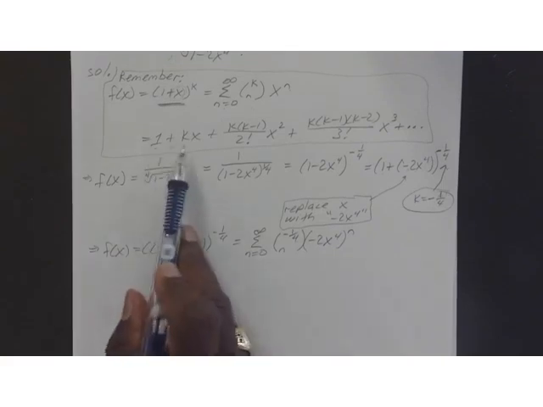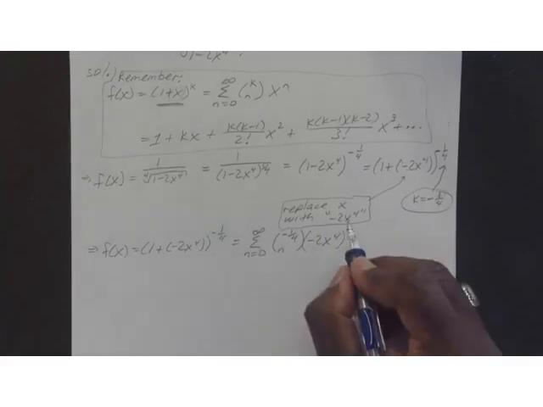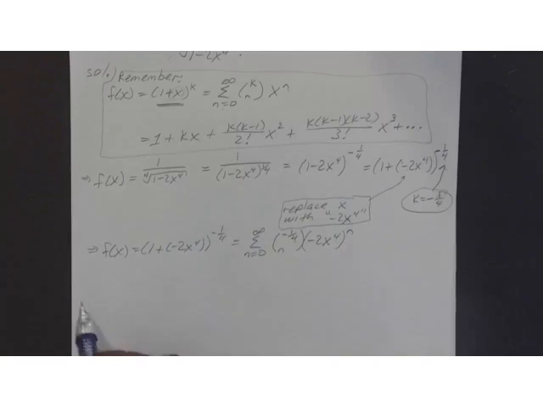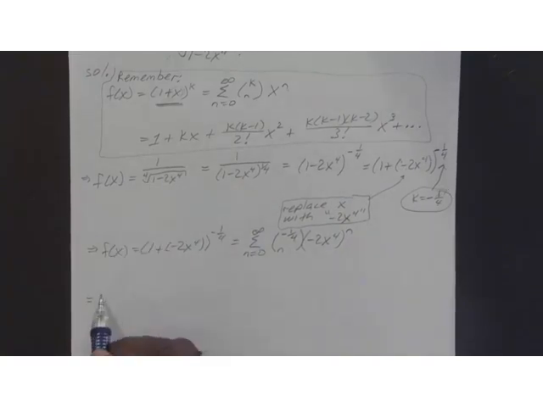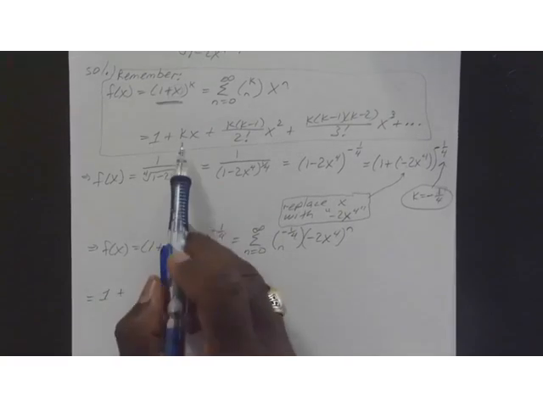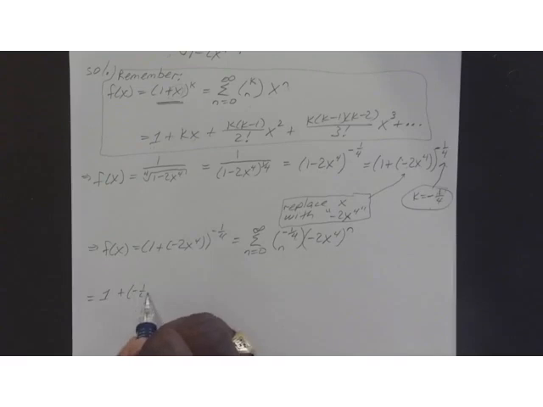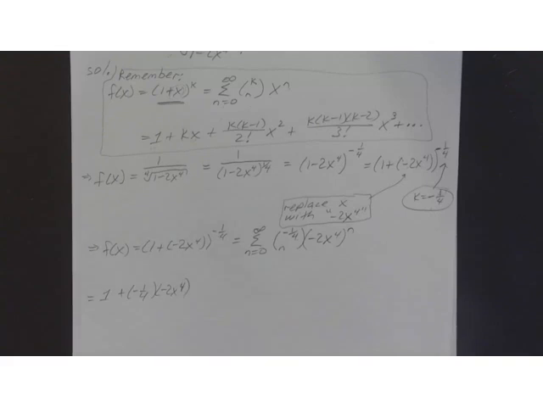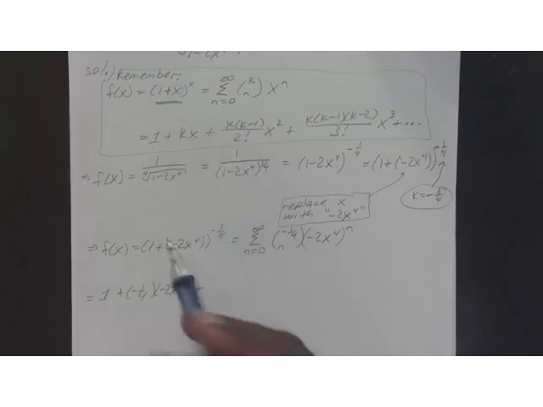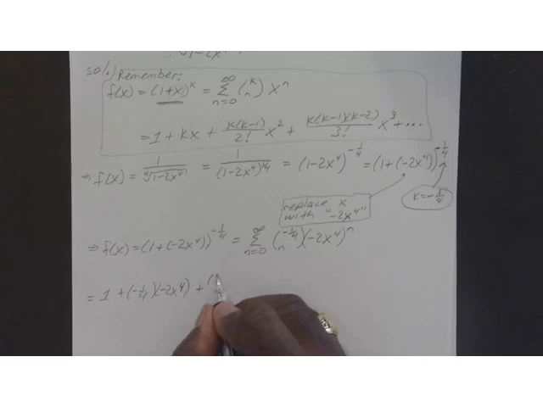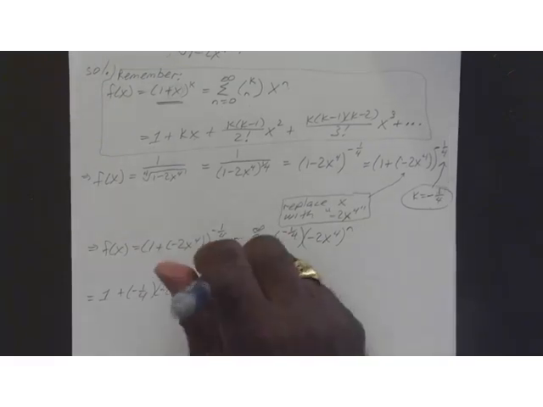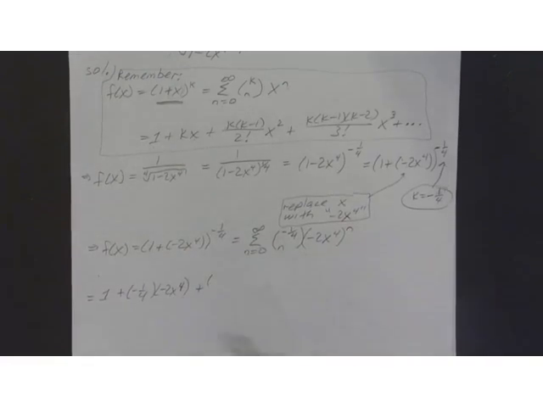Okay, now if we plug in those values for k and x into our expanded form, we will end up with 1 plus k times x, so that's negative 1/4 times negative 2x to the fourth power, plus k times k minus 1, so we have 1/4, negative 1/4.